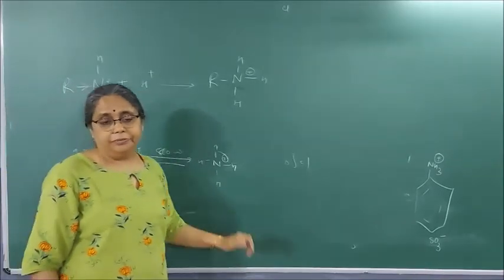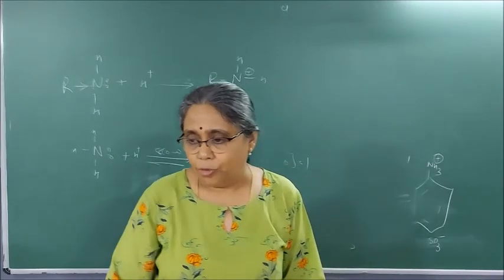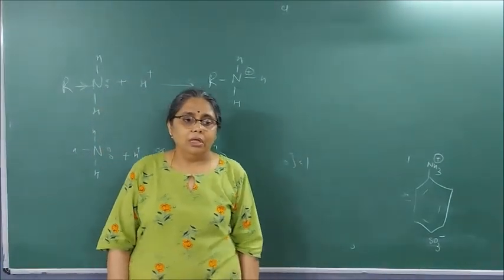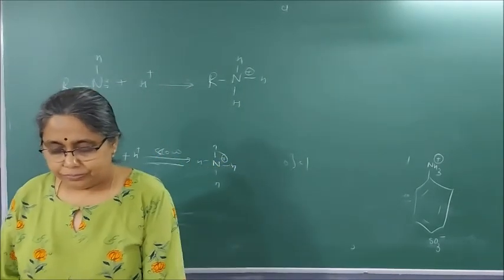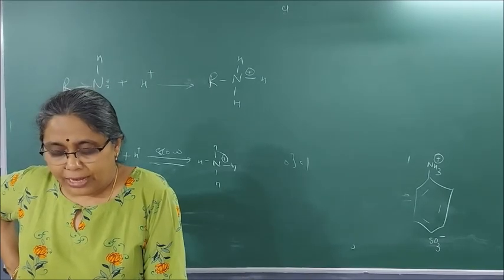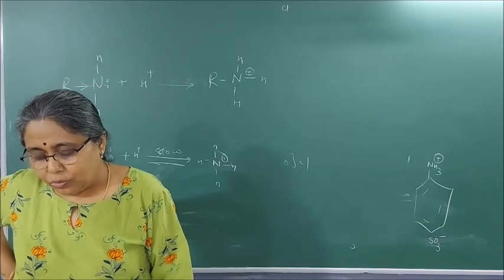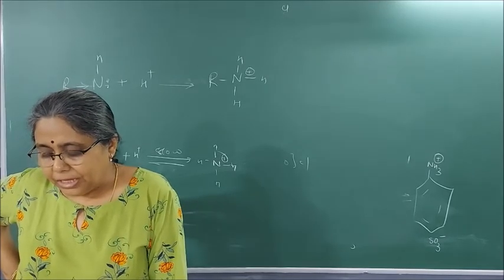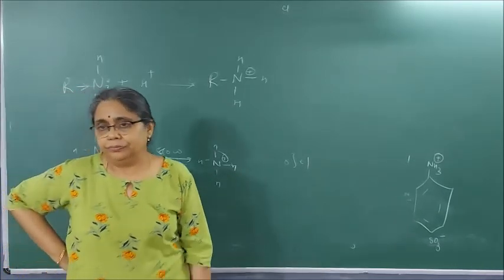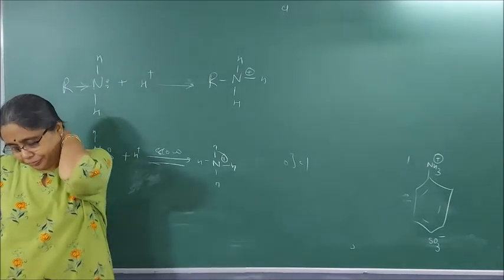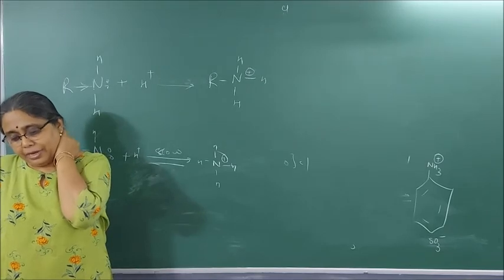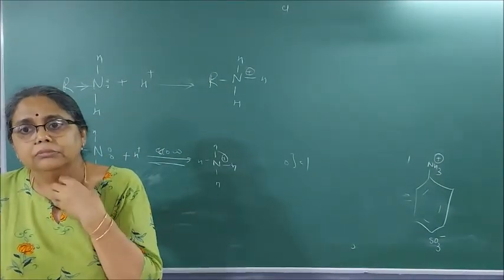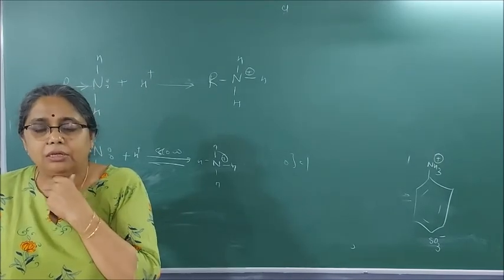Clear? Next point, write. The pKb value of ammonia is 4.75, while that of aliphatic amine, methylamine, is 3.38, which justifies that alkyl amines are more basic than ammonia.